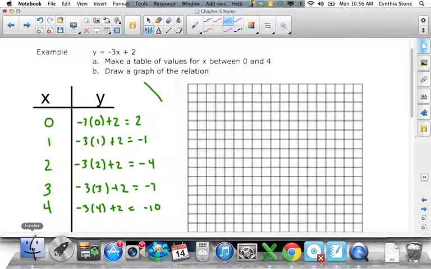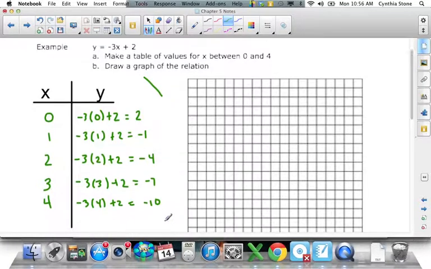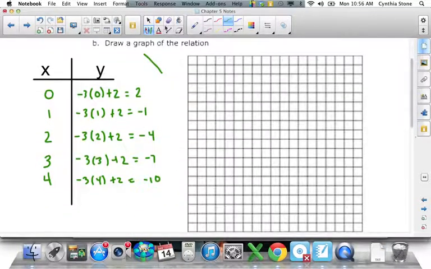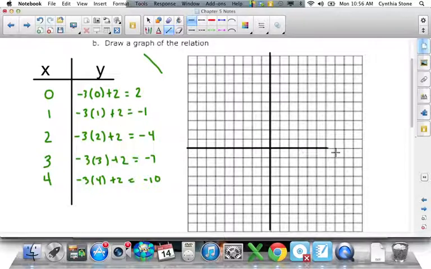And that says just draw a graph of this relation. So I guess I could start by putting a grid on here. Okay, and I'll make every box equal to 1 just to make it easy. So the first point on my graph then is x equals 0, y equals 2. So x equals 0, y equals 2 right here.